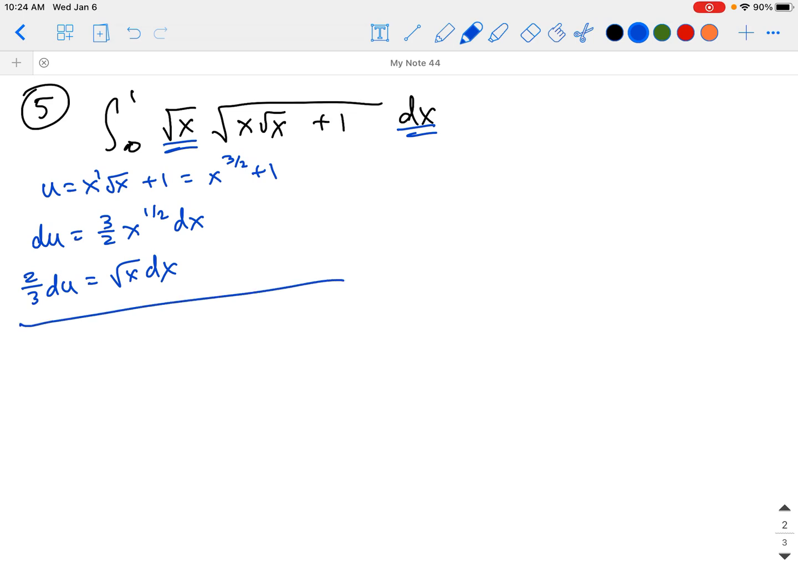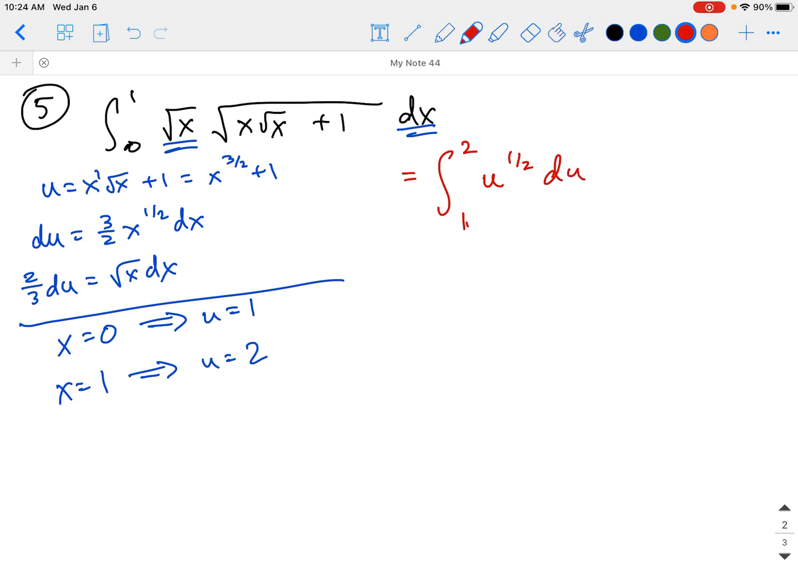All right, now we do need to change the limits of integration though. So x is 0 and x is 1 are my 2 limits. And those are going to become, let me just do some arrows. u equals, so 0 plus 1 is 1, 1 plus 1 is 2. So really nice values that this changes to. And what we'll end up with is the integral from 1 to 2 of u to the 1/2 du.